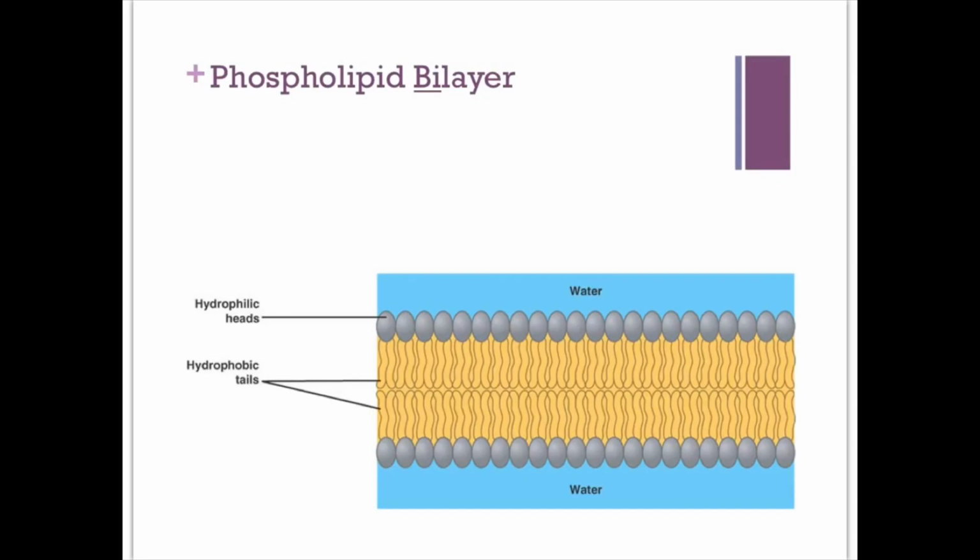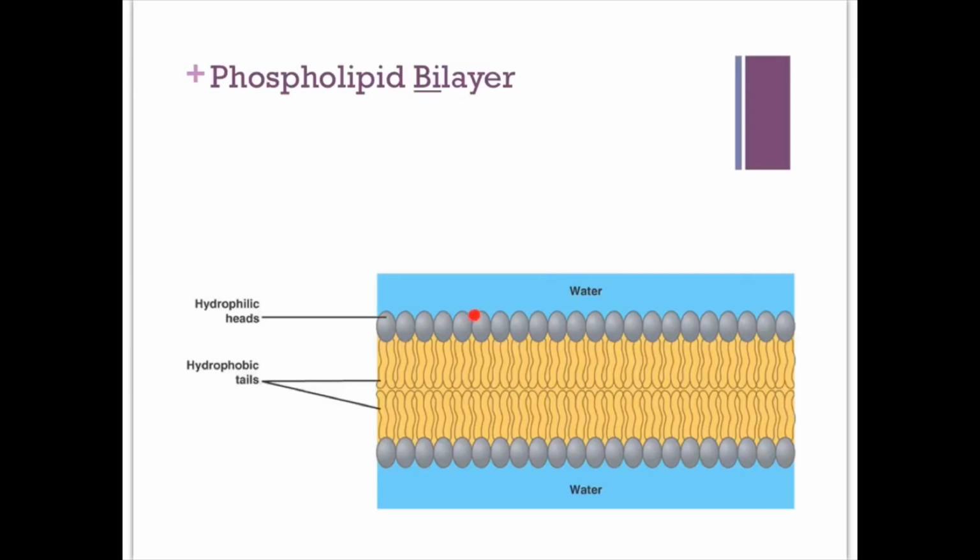We say that it is a phospholipid bilayer, where bi means two, because you can see we have two layers of these phospholipids. The way they come together, the hydrophobic tails of both layers are going to be in the middle, where they can crowd together and exclude water because they're hydrophobic.